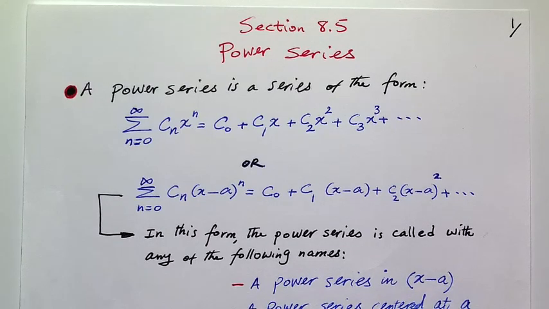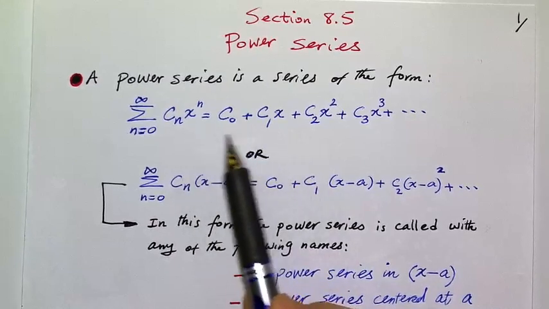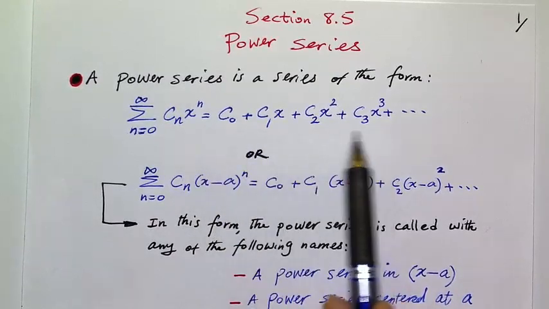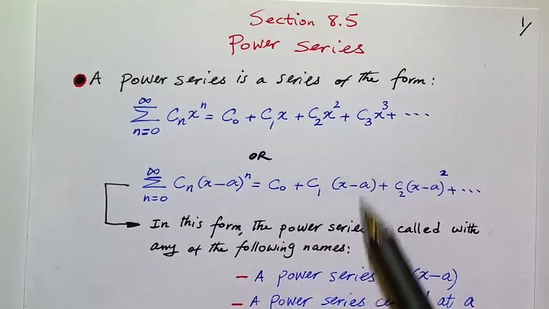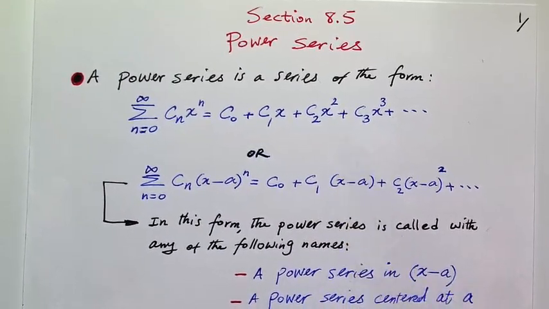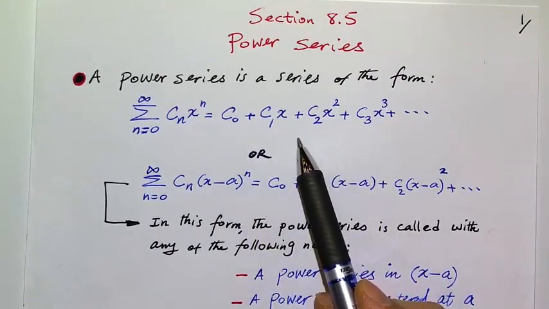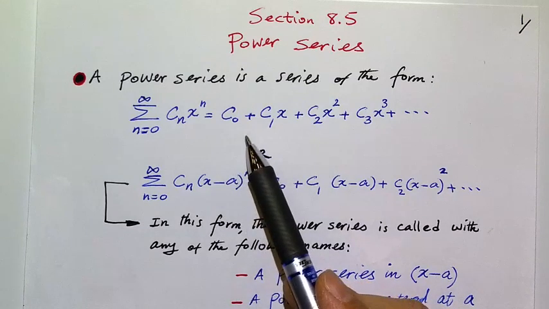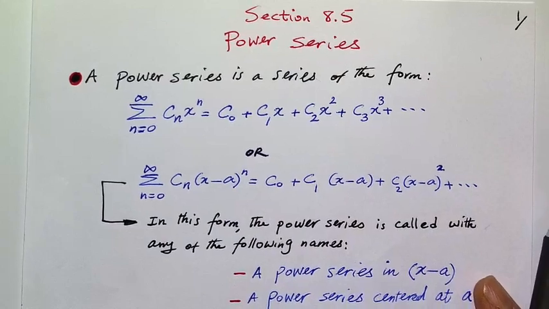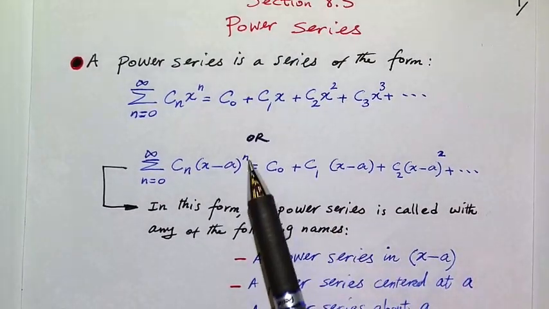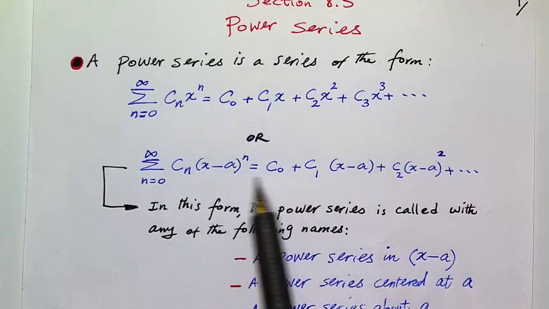A power series is a series of the form that you can see on the screen here, any series that we can write in this form. It looks like a polynomial, and as we will see in a few seconds, the only difference between a power series and a polynomial is that power series are infinite, but polynomials are not. So we can rewrite the same power series in this notation.